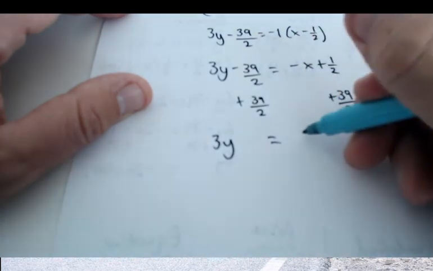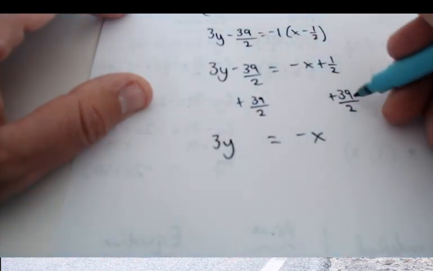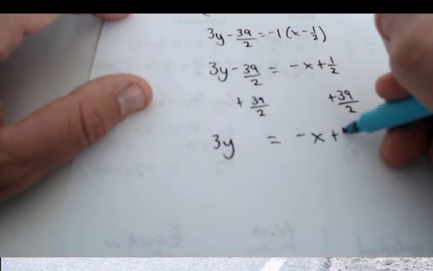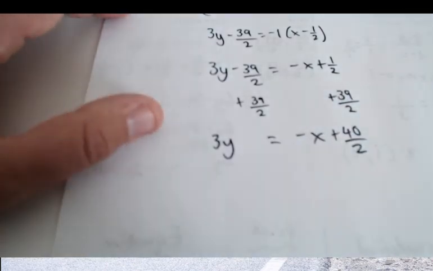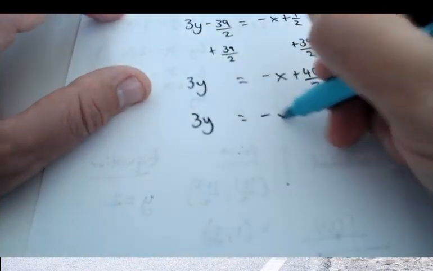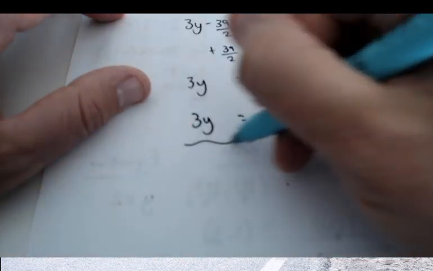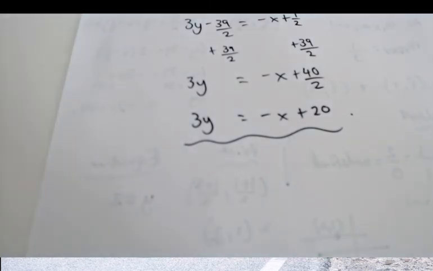3y will equal minus x, right, I have a half and I'm adding on another 39 halves. That would take me all the way up to 40 halves, and 40 halves, or 40 divided by 2, is 20. Okay. Hopefully that was 5 out of 5. We'll be back soon.